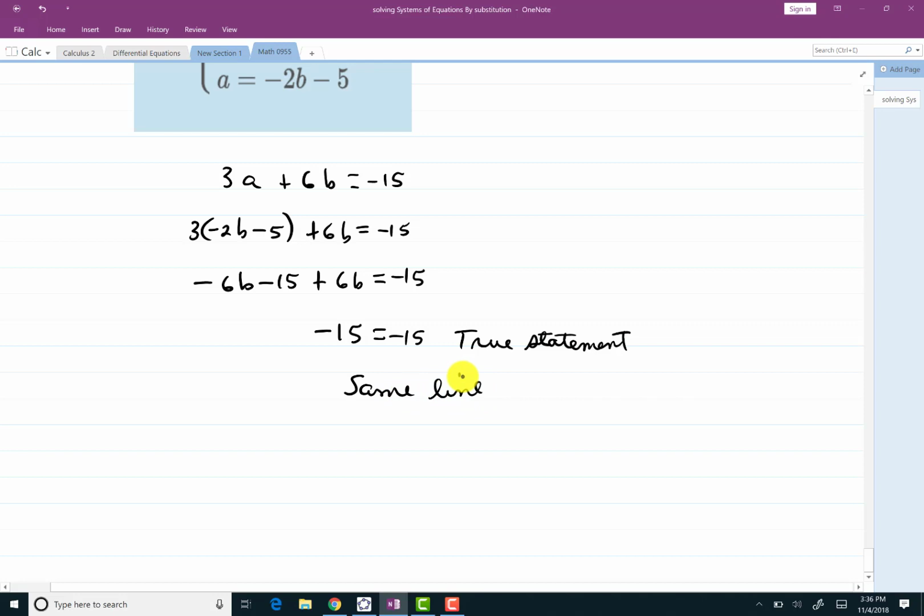That means they lay right on top of each other. If you went and graphed one of them, you would have that. Then you go and graph the other line, and it would absolutely lay, well, I can't make it do it, but it would absolutely lay right on top of it. What we write for an answer in a situation like this, our answer is infinitely many solutions.